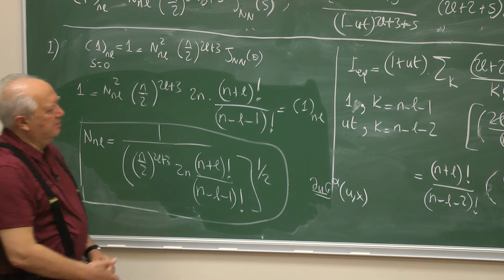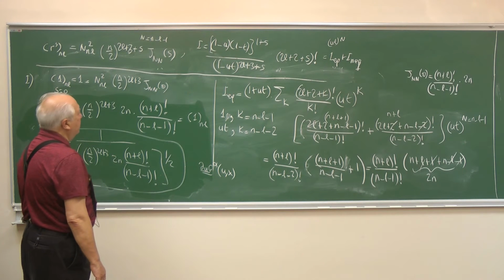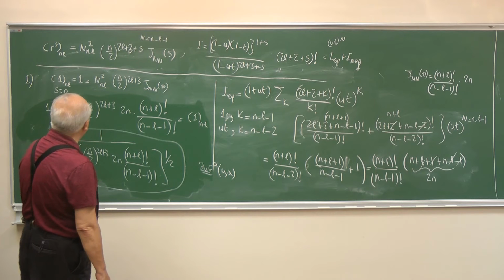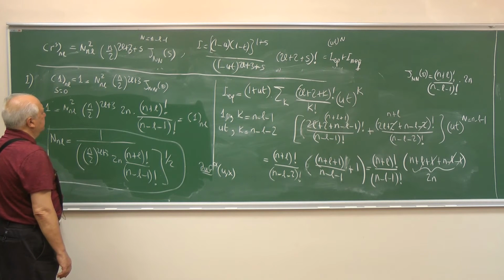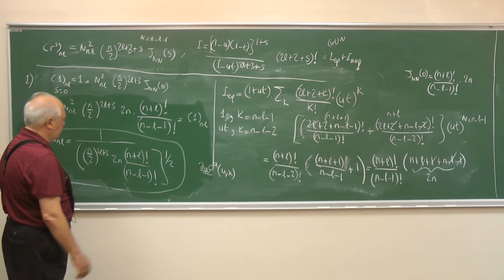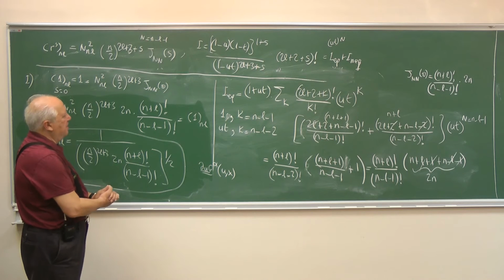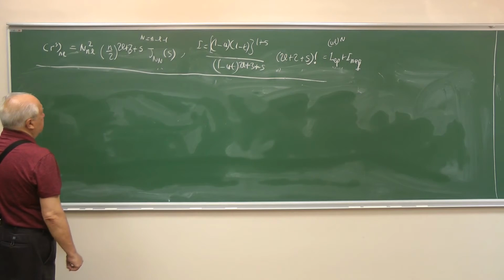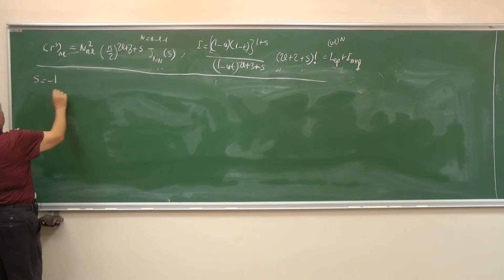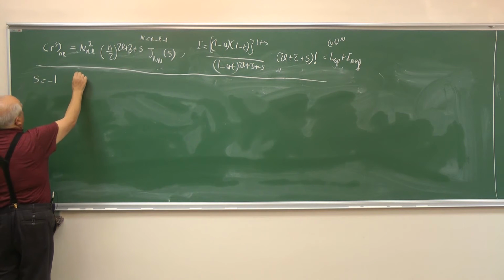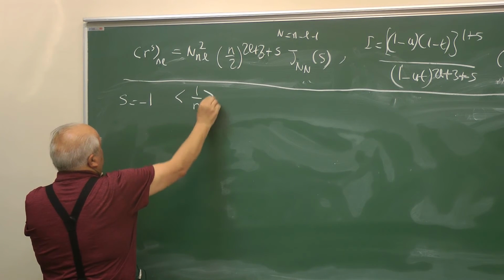So we are done with s equals 0. All right, I am erasing, and we will move on to s to the power minus 1. All right, we will now do s equals minus 1. That means we will compute the average of 1 over r.